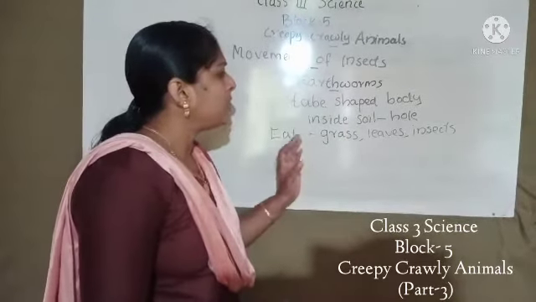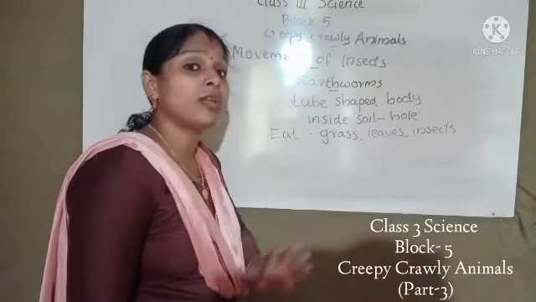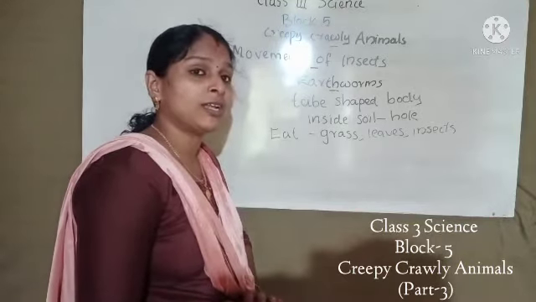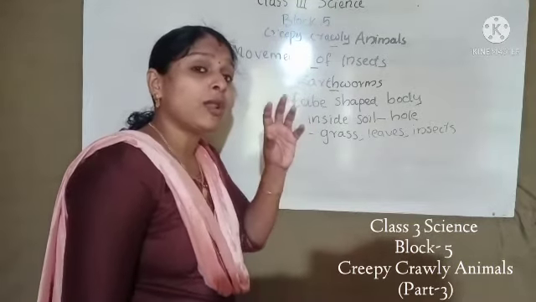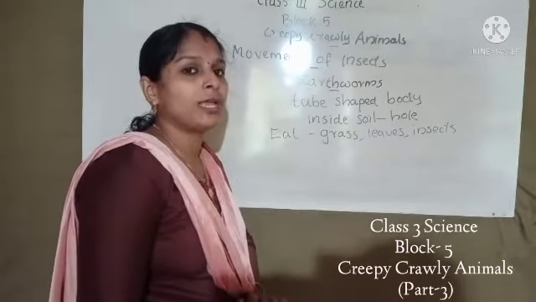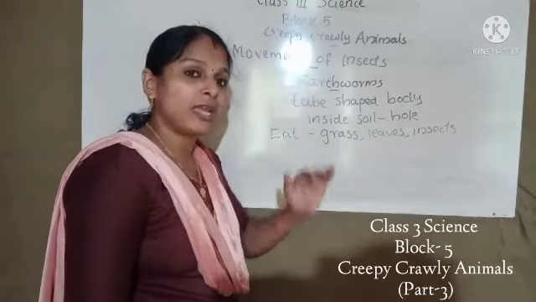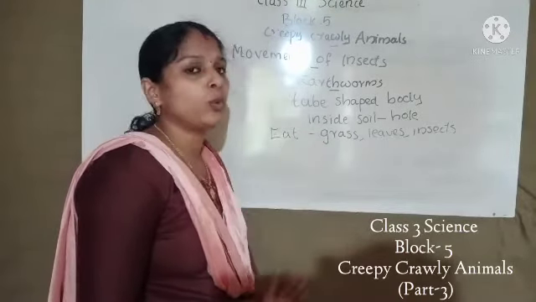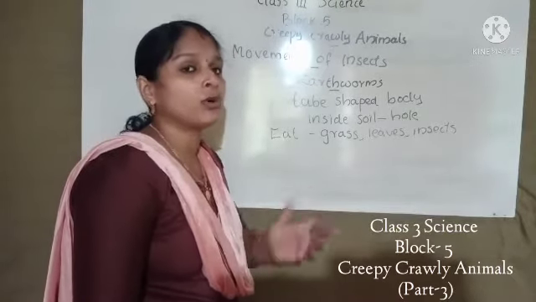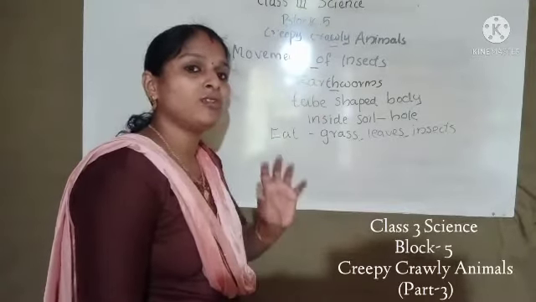Then we know sometimes earthworms come out of the soil when it rains. Can you say why they come out of the soil when it rains, children? Yes, when it rains, their holes fill with water, so they cannot breathe inside the soil. So they come out of the soil. That is why earthworms come out of the soil when it rains.